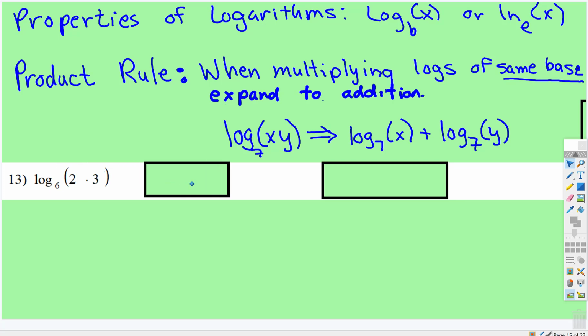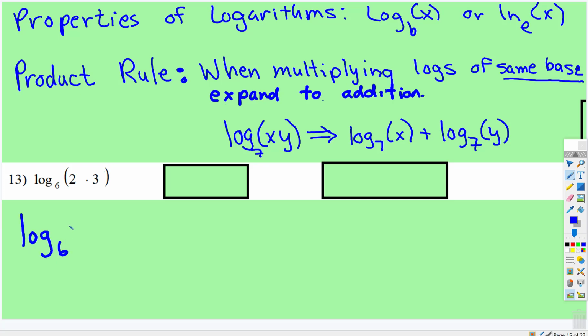So let's do an example, a numerical example, even though that's silly, 2 times 3 is 6. But a numerical example would be log base 6 of 2 plus log base 6 of 3. And that's all you'd have to write. If it doesn't say an equal sign, you're not trying to solve anything. All you would be asked to do is to expand.